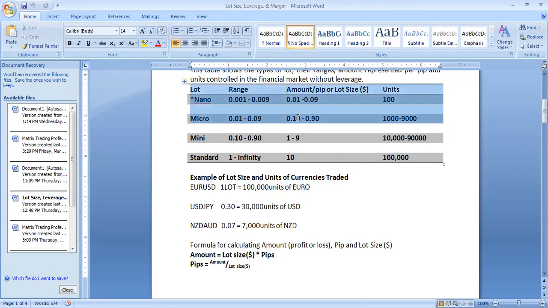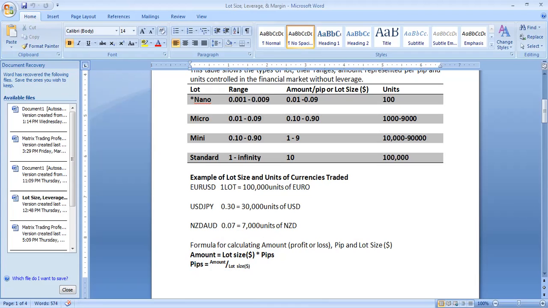Now, something is still remaining, which is this amount per pip or lot size. So look at this formula. Remember, you are not going to be calculating all this. The system calculates it and shows it to you, but we just try to explain how they work and how you can arrive at them. So amount is equal to lot size in dollar times pips. If you make pips the subject of the formula, it becomes amount divided by lot size in dollar.